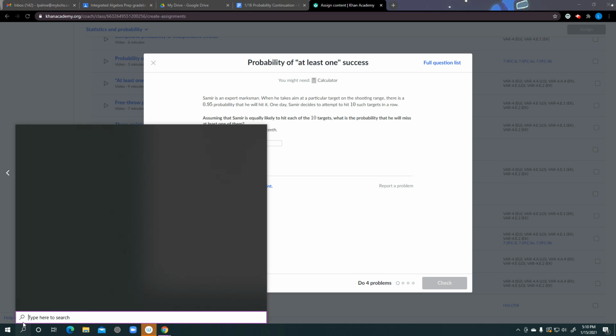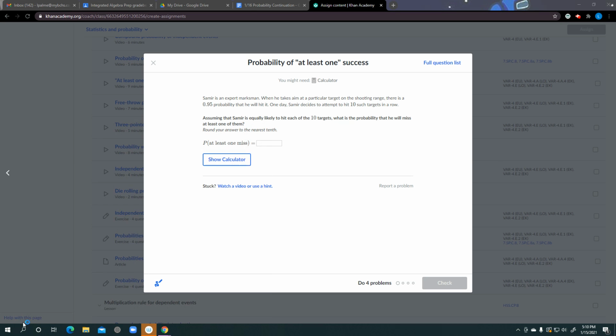Okay, today we are going to work on probability of at least one success. Samar is an expert marksman. When he takes aim at a particular target on the shooting range, there is a 95% probability that he will hit it. So we know that the probability of hitting the target is 95% or 0.95. Okay.